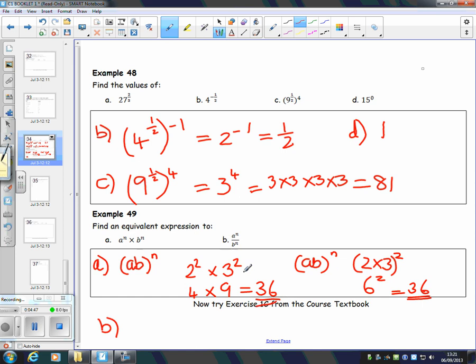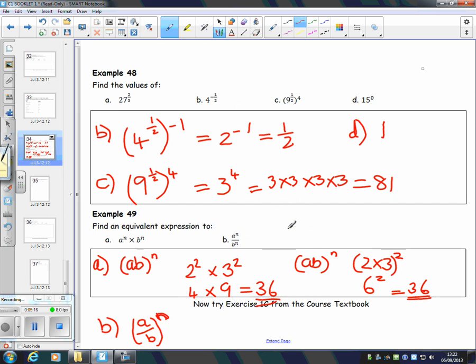In part B, an equivalent expression. So equivalent just means the same, so also means the same as. We can also write that as A over B all to the power n. Notice that the power is the same on the numerator and the denominator. So this is an equivalent expression.